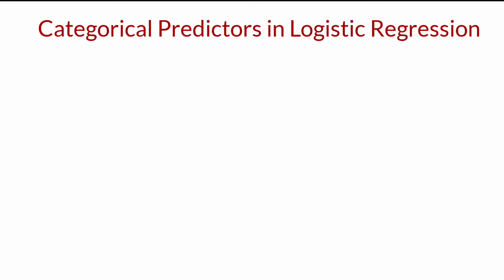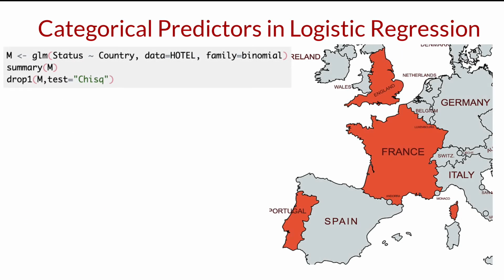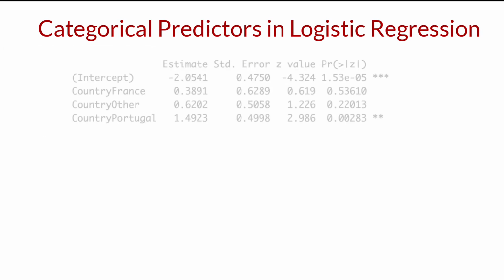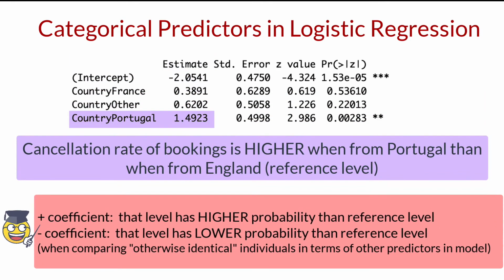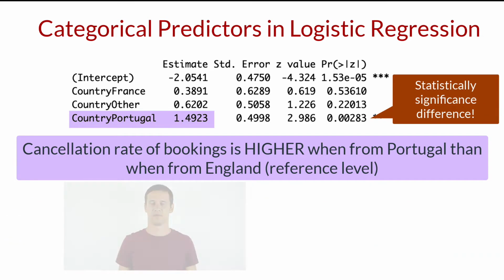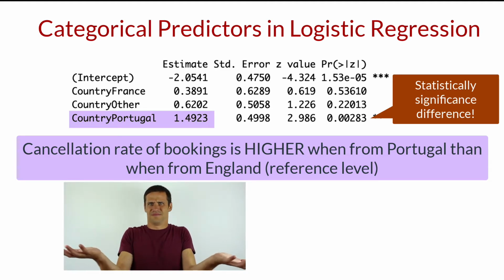Now, how does the cancellation rate vary depending on the guest's country of origin? Well, we can do status twiddle country, and we see that R has defined 3 indicator variables. So England is the reference level, we have France, Portugal, and other, and looking at the coefficient of Portugal, we see it's positive. So what does that tell us? Well, something pretty specific here. The cancellation rate for Portugal is higher than the cancellation rate for England, our reference level. The difference is statistically significant. The p-value is less than 0.05, but that's not really an insight that we care about.